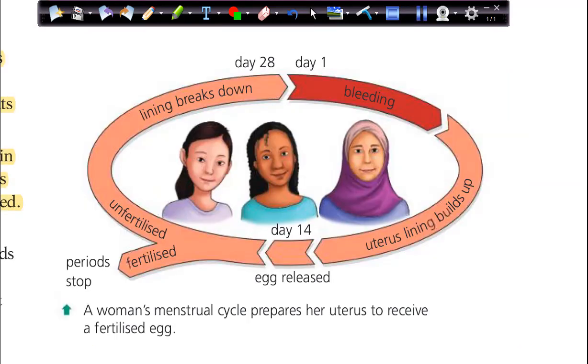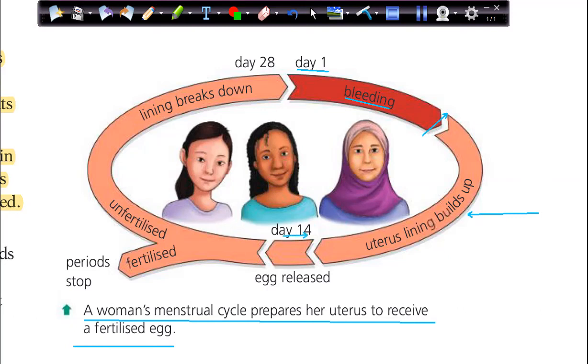Let's take a look over this diagram and explain more about the menstrual cycle. So a woman's menstrual cycle prepares the uterus to receive a fertilized egg. We will start with day 1. Day 1 of what? Day 1 of bleeding. So when the bleeding starts, it can last for 4 days, sometimes 6 days. Then it will stop. So what's happening after stopping? When the bleeding stops, the uterus will build up again, to build a new wall, or new lining.